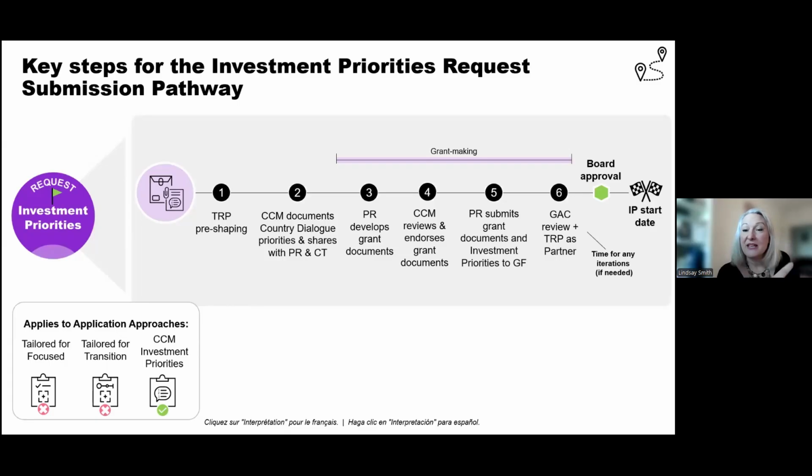Just as a recap, the TRP will provide pre-shaping for the portfolios that would need to develop their CCM investment priorities approach in 2026. That should happen in the next month. Then the CCM engages in their country dialogue. They document their priorities. They brief the CT and the PR, who would then go off and negotiate those grant documents. The CCM then has the opportunity to review the grant documents. And if they endorse them, then the PR submits the package to the Global Fund through the partner portal, and it would go through the GAC review with the TRP as a technical partner member of the Grant Approvals Committee.